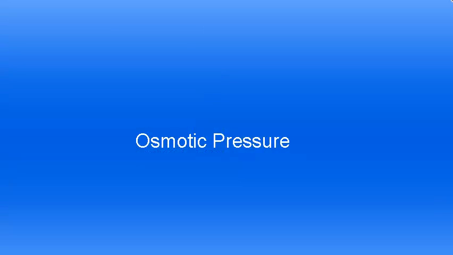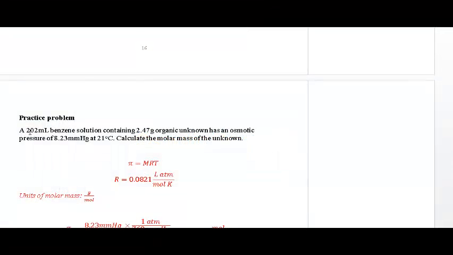Here's our final practice problem that involves osmotic pressure. So here we have a 202 mL benzene solution containing 2.57 grams of an organic compound. It's unknown, and it has an osmotic pressure of 8.23 millimeters of mercury at this temperature. So calculate the molar mass of the solution.